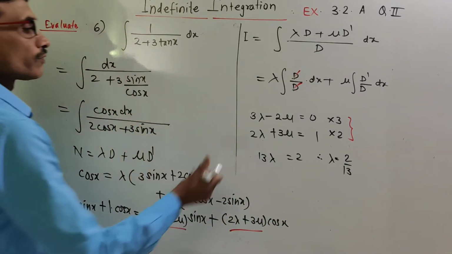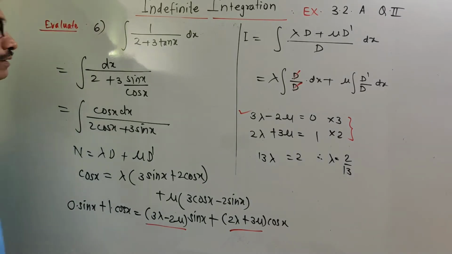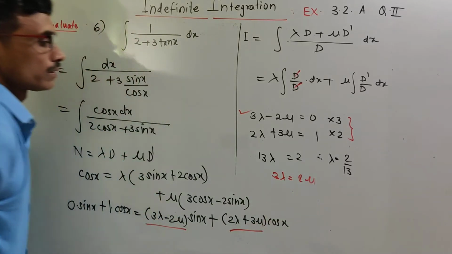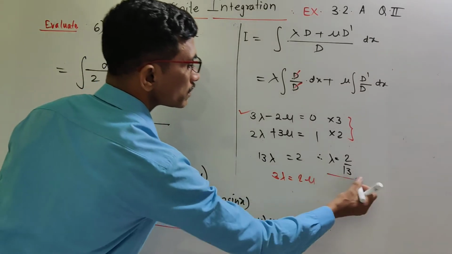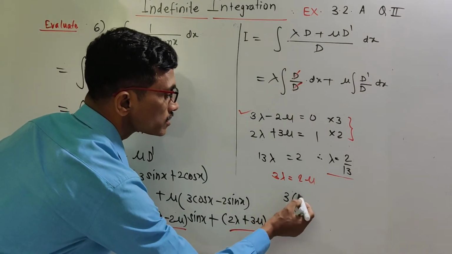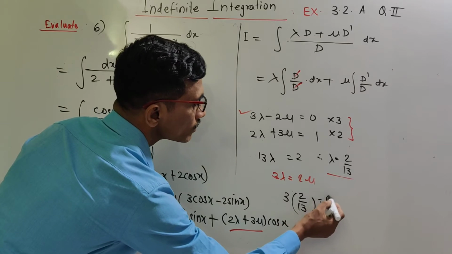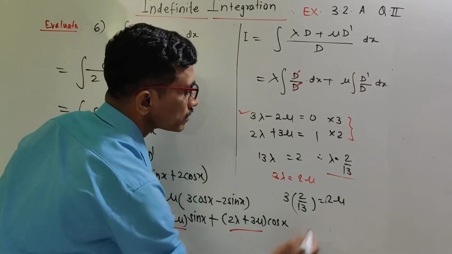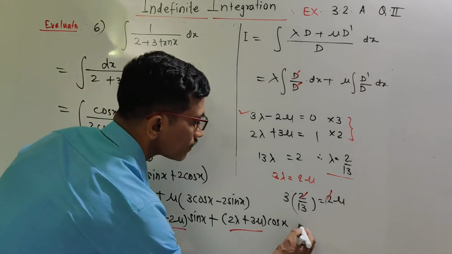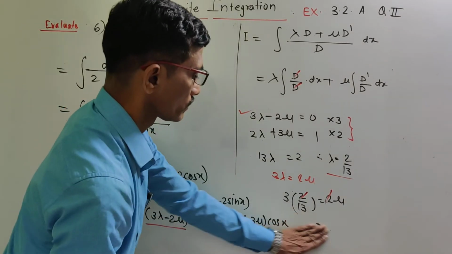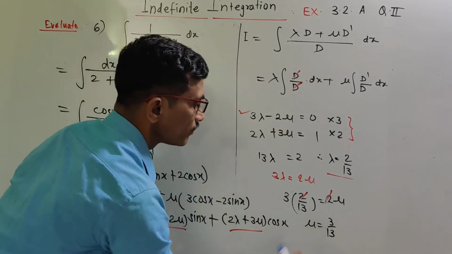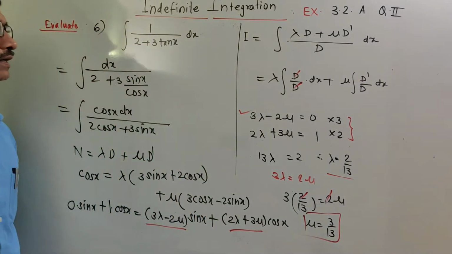We substitute lambda is equal to 2 upon 13 in this equation, because this equation is 3 lambda is equal to 2 mu. Lambda we substitute 2 upon 13. So it is 3 into 2 upon 13 is equal to 2 mu. So that this 2 gets cancelled, and mu is equal to 3 upon 13. This is mu. You are getting lambda and mu.